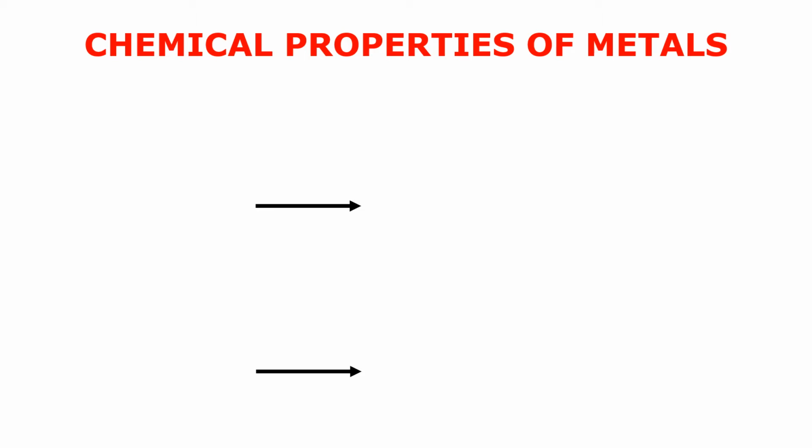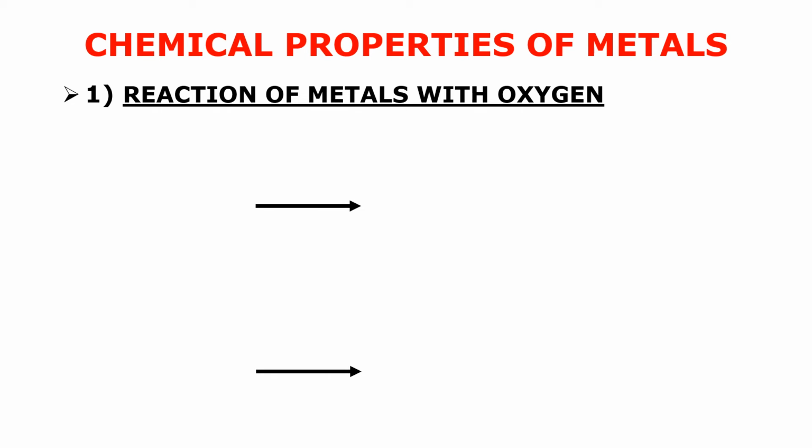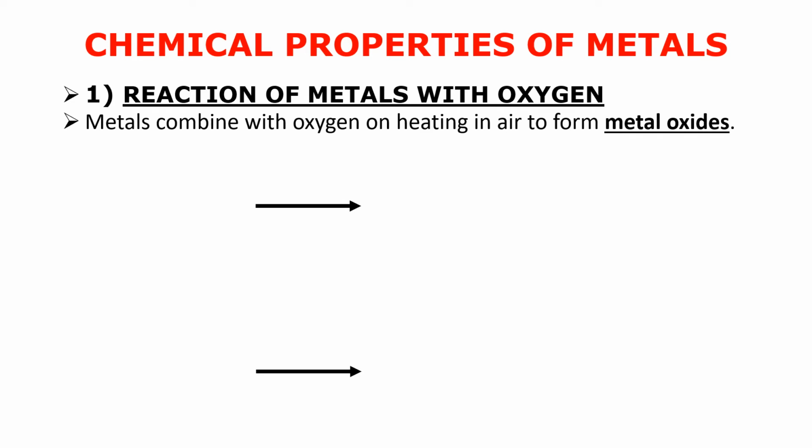Now we move on to the chemical properties of metals. Let's see the first one: reaction of metals with oxygen. Again, this you have done in your 9th standard. So what happens when metals react with oxygen? Simple. When metals react with oxygen, they will form their oxides. So metals react with oxygen to form oxides.